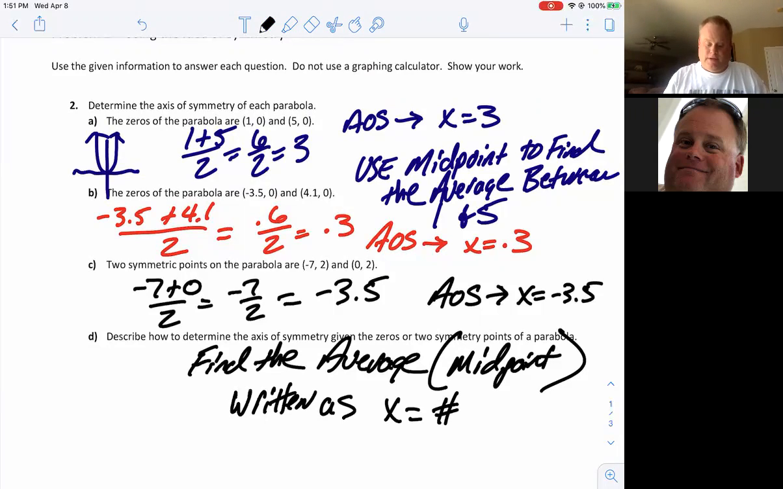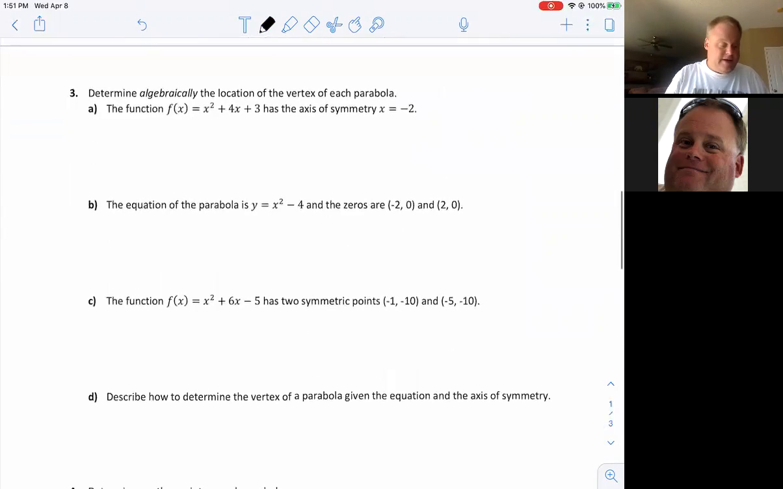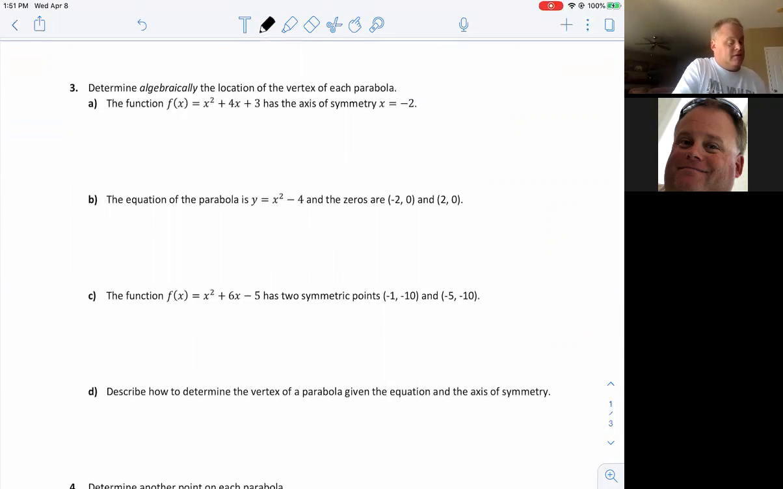Okay, turn the page. Now it says, determine algebraically the location of the vertex of each parabola. Okay, well that's easy. Well, I think, isn't it? So determine algebraically, so we're going to solve a problem here, okay? Algebraically means we're going to plug something in and solve, okay? And it says the vertex of each parabola. So we want the vertex. So we definitely want the x, y value. Not just the axis of symmetry, but the x, y value, okay?